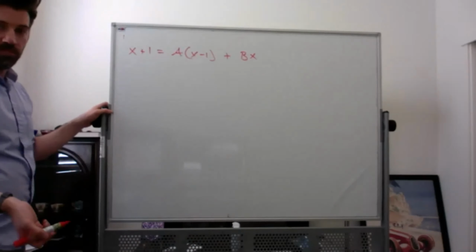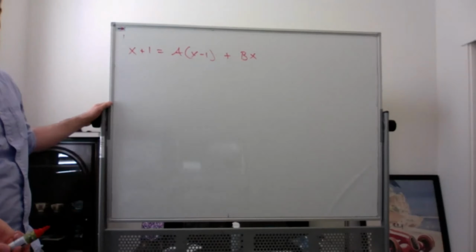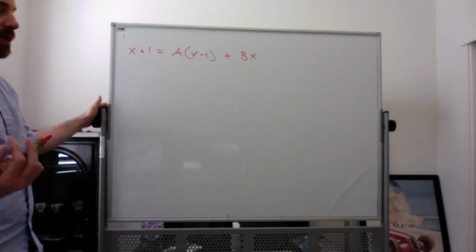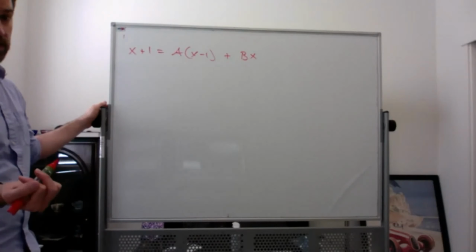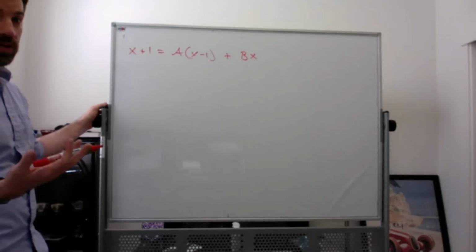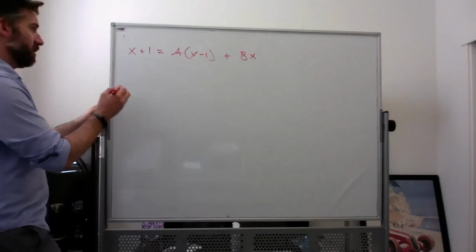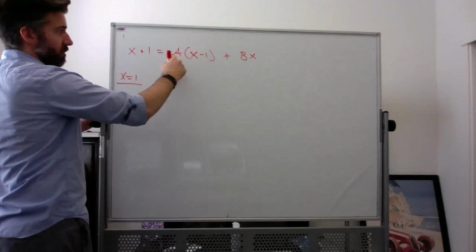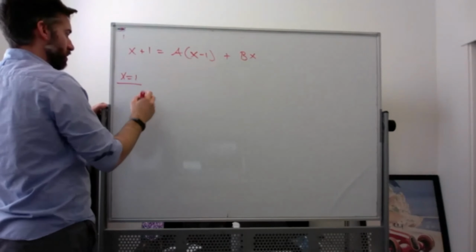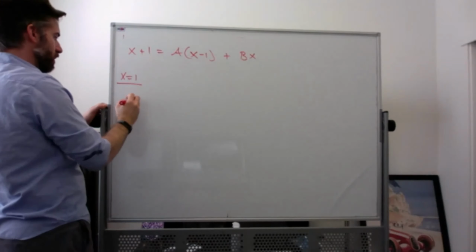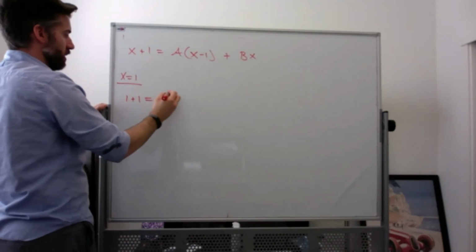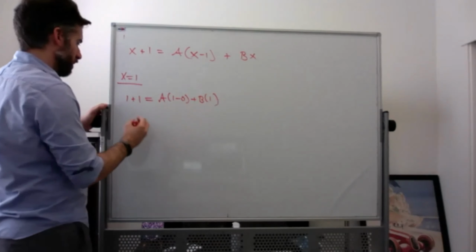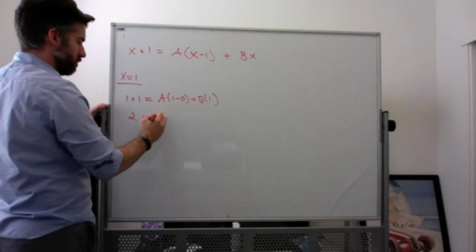The first plan of attack, when you're trying to solve for A, B, whatever, is to pick convenient values of x, meaning pick values of x that make one of the pieces 0. So I'm going to pick x equal to 1, because x equal to 1 makes this part 0. Plugging in x equal to 1, I get 1 + 1 equals A times (1 - 1) plus B times 1. So 2 equals B.